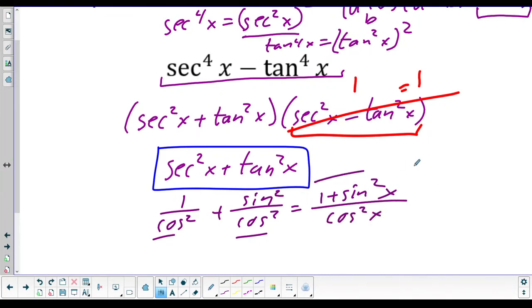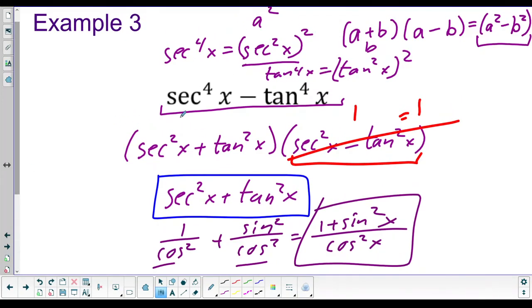None of these are nice identities that we can do substitution with. And because it's not something squared is subtracted, we can't really factor anymore. This, to me, is less simple than this. So, unfortunately, this blue box, secant squared x plus tangent squared x, that's about as simple as we can make it. So we'll leave it there.